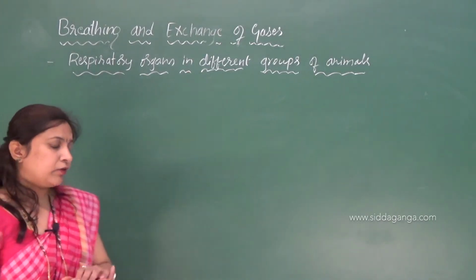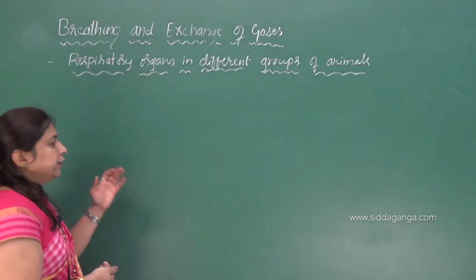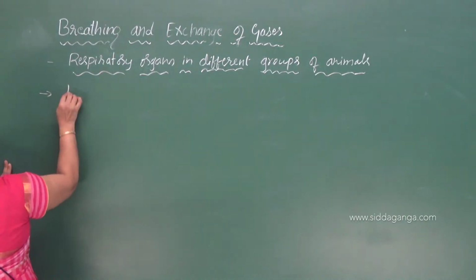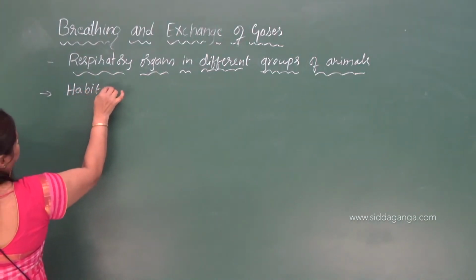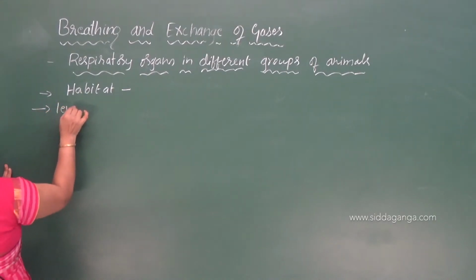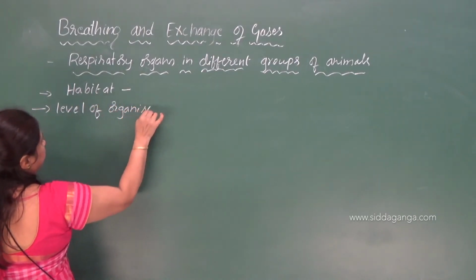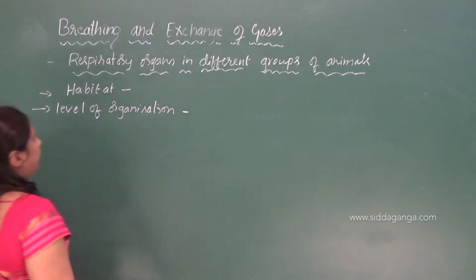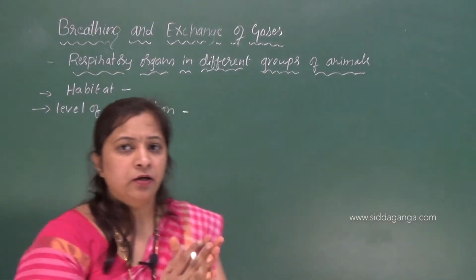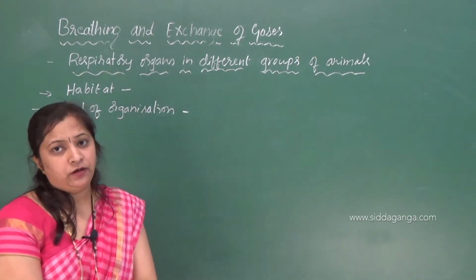See, the nature of the respiratory organs and the mechanism of breathing depend mainly upon two factors. One is habitat and another one is level of organization in animals. The mechanism of breathing and the nature of the respiratory organs depend upon these two important factors, habitat and level of organization of animals.